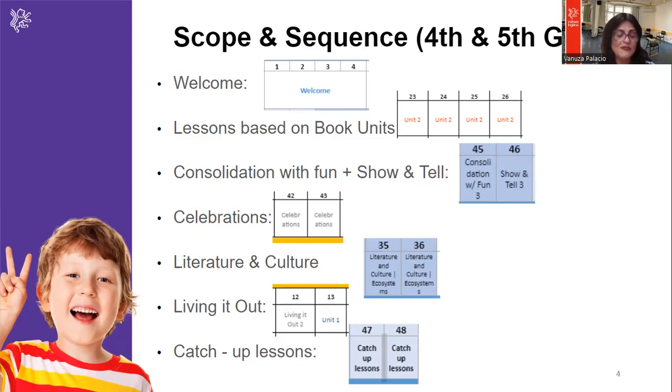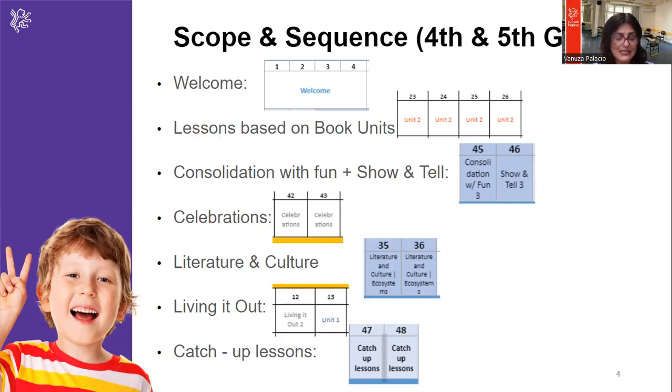As I mentioned, we have some CLIL-oriented lessons. Consolidation with fun, show and tell, celebrations, literature and culture, living it out, speaking, are all examples of these lessons. In these lessons, we will be covering different aspects in English and not necessarily covering English language items per se. Consolidation with fun involves reviewing and consolidating learning from the units using game-like activities. These are all about having fun while consolidating the language.